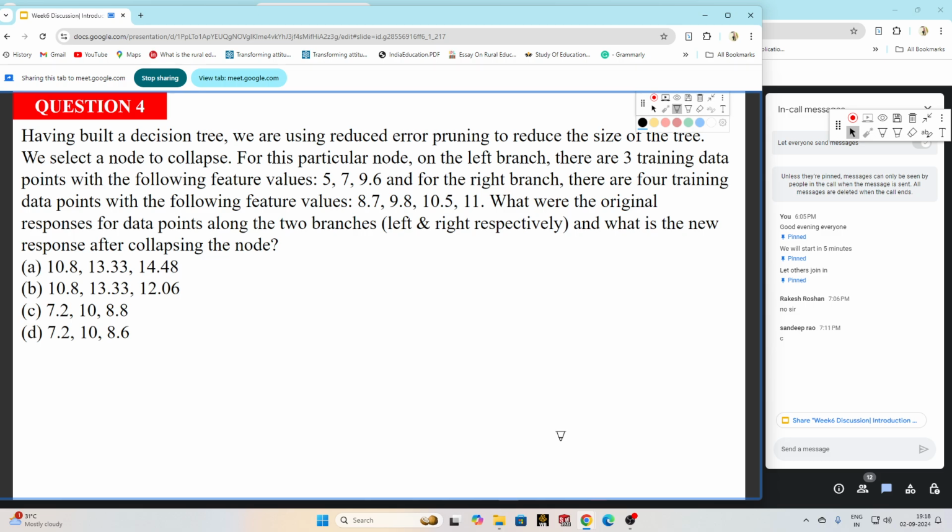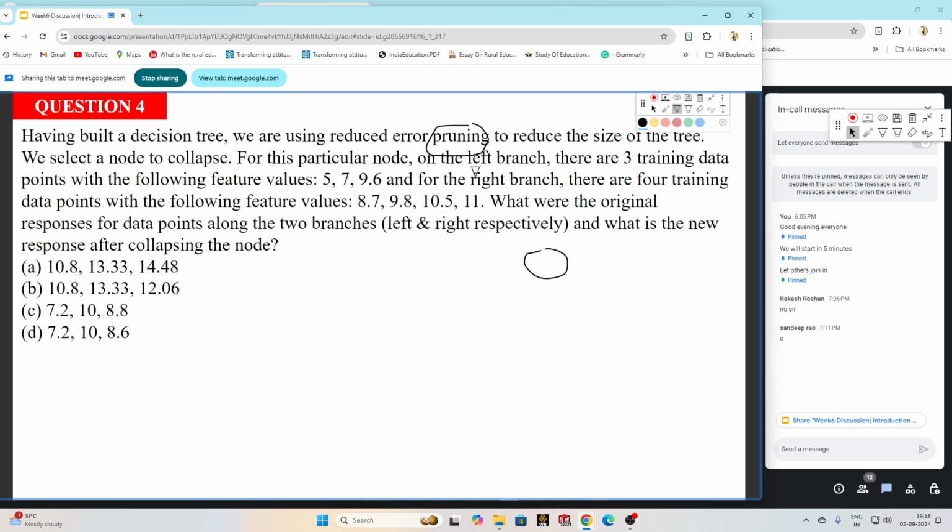So we select a node to collapse. That means if one node is giving two subsequent nodes, we are collapsing that node, making it only one node. Earlier there was a node giving you 3 splits, but as we are pruning, we are cutting all 3 branches, or simply erasing them, and we are left with only one node. That process is known as pruning.